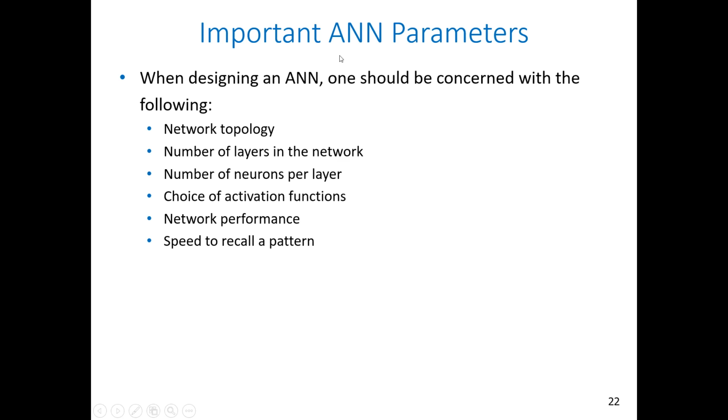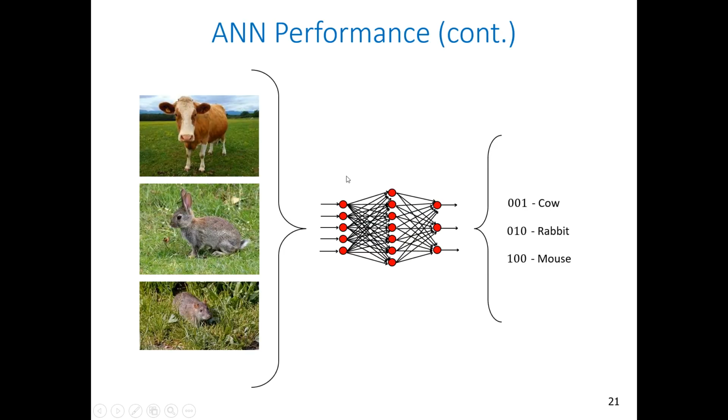These are some important artificial neural network parameters. When designing an artificial neural network, one should be concerned with the following. Network topology: what does it look like? This is an example of a topology. Here we have 1, 2, 3 sets of neurons. Each of these is a neuron. If you have 10 by 10 pixels, then you have 100 input neurons. These are input neurons, these are hidden neurons, and these are output neurons. In each neuron, we would have the activation function.